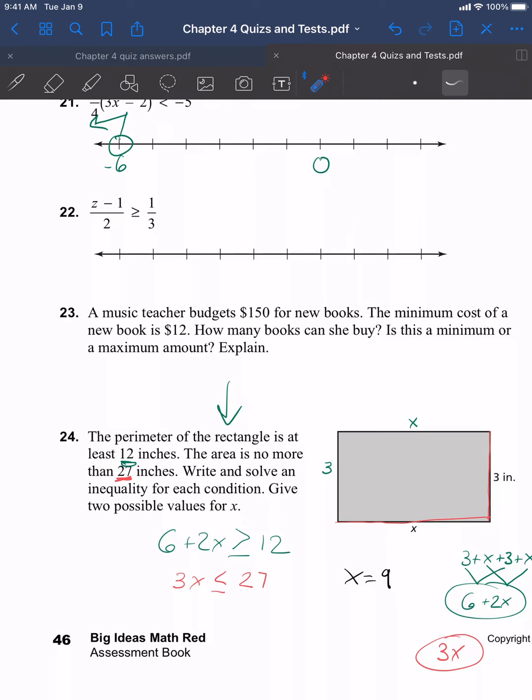Okay, so 9 works for the top one. It has to work for the bottom one as well, though. What's 9 times 3? 27. Is 27 the same as 27? Yes. So is this a possibility? Yes. But the question says give me 2.